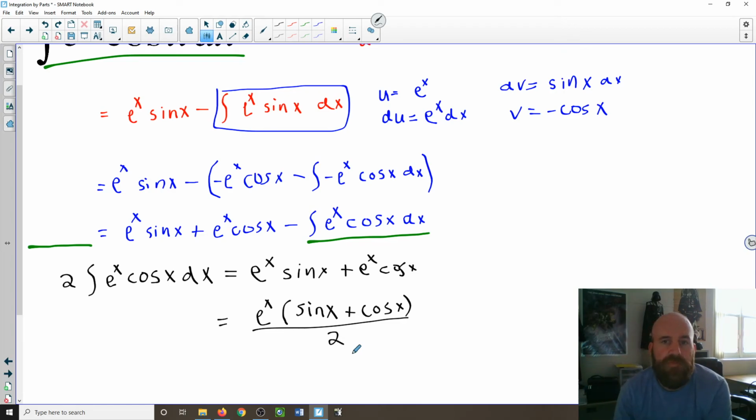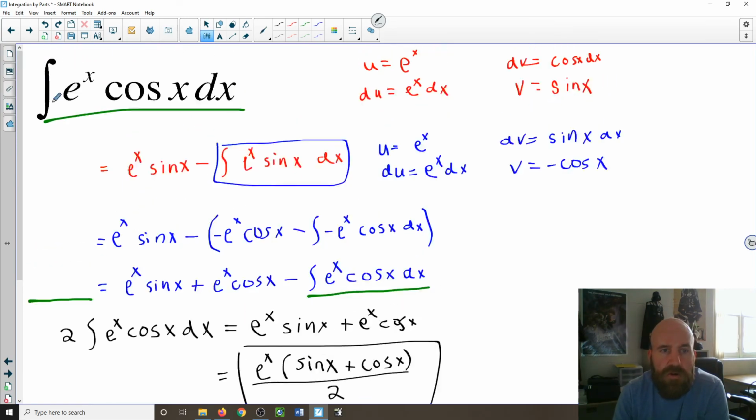Now we're done. So it is a little bit lengthy, and the struggle will come in when people fail to identify that we end up with the same integral as the original. But when we do, we would have to add it over and get double the integral, and then divide by 2. So this right here is the final answer to this integration problem.